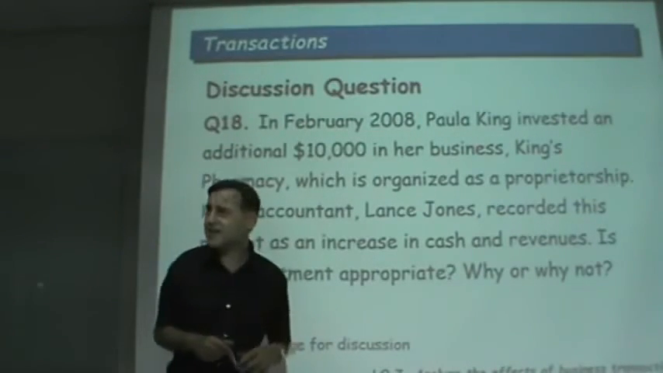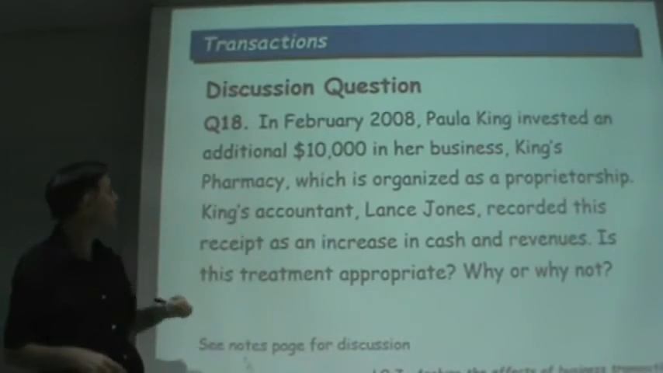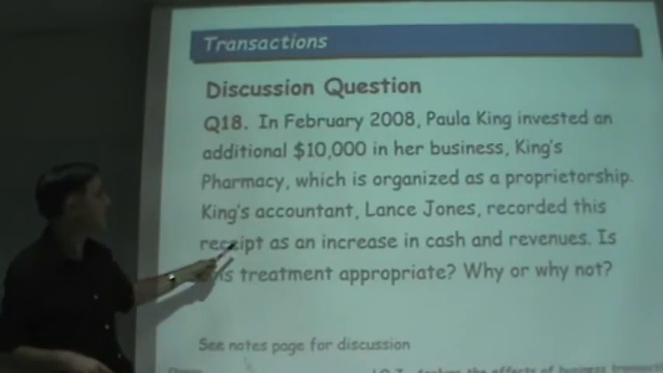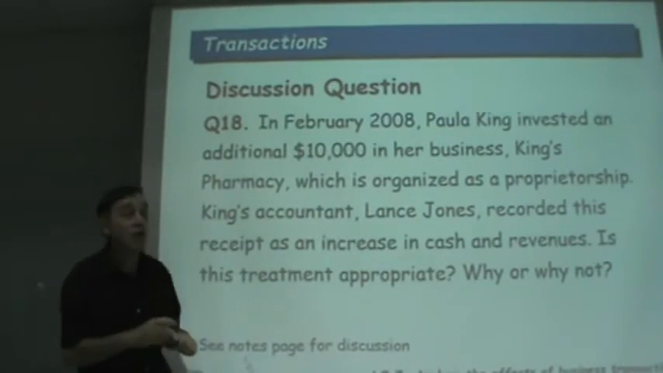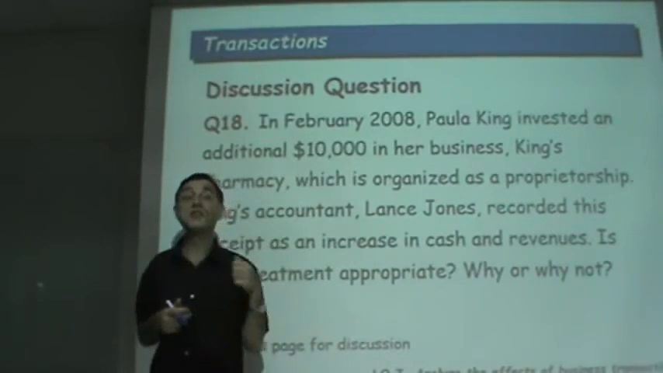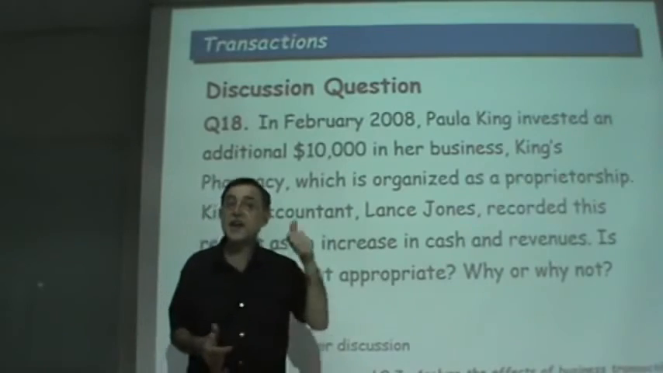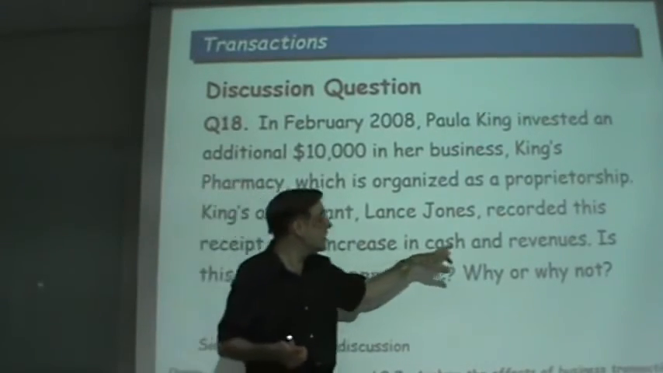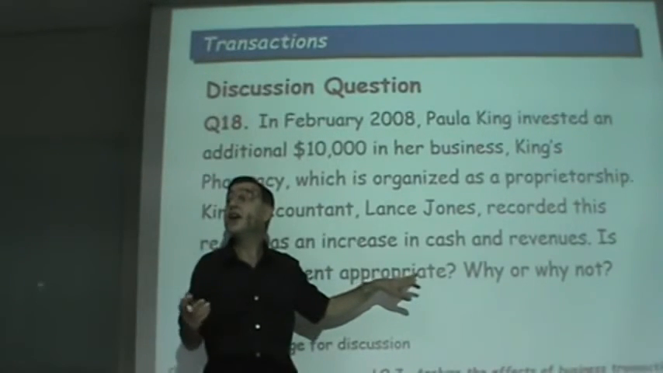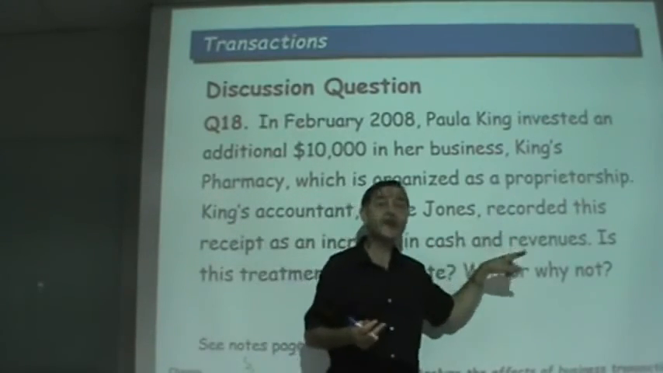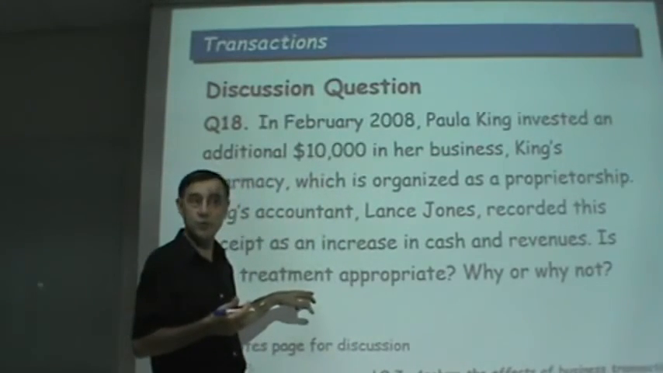Another discussion question. Paula invested an additional 10,000 in King's Pharmacy, which is organized as a corporation. King's accountant recorded this receipt as an increase in cash and revenue. Let's try this. So, the owner, meaning the investor, invests 10,000 in the business and cash goes up, okay? And it is recorded as a revenue. So, is this treatment appropriate? And the answer is, investment is not a revenue. It is not appropriate treatment.